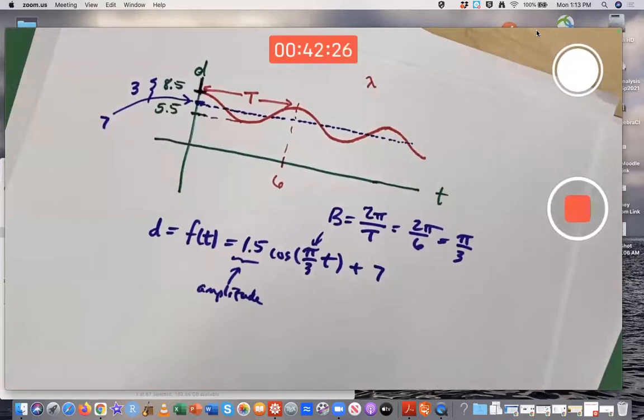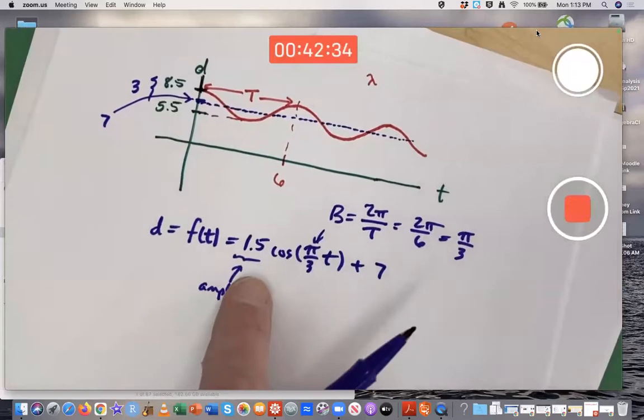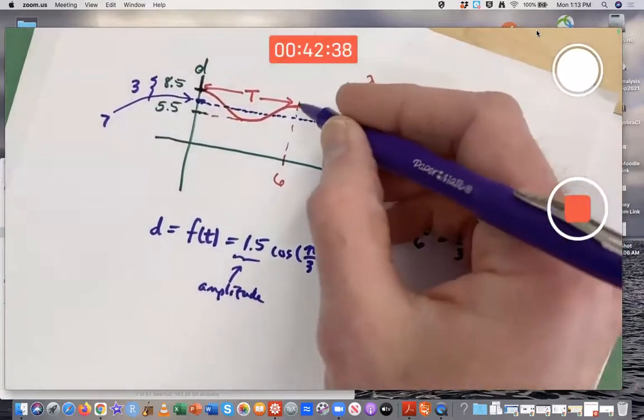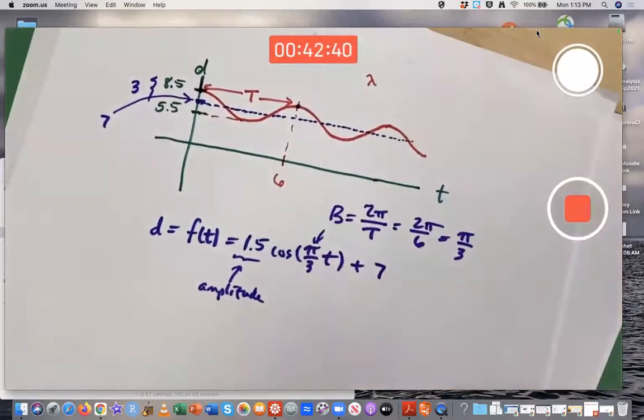So remembering things from trigonometry is handy instead of having to look them up or use your calculator all the time. Cosine 2 pi is 1. 1 times 1.5 is 1.5 plus 7 is 8.5. You're back up to the maximum value of 8.5 when t is 6.